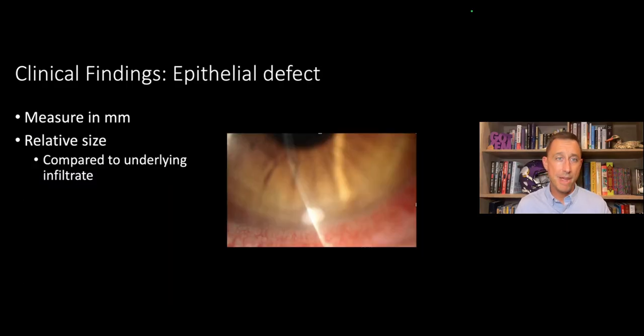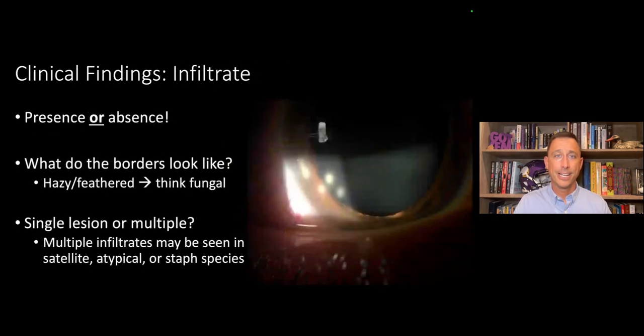The size of it, make sure you measure it. I mentioned earlier, if it's greater than 3 millimeters in size, we should culture that. This one is not. This is very peripheral. This was a staph marginal infiltrate. This was inflammatory in nature, needed to be treated with the steroid. Very small in size, very peripherally located. Think of the 3-2-1 rule. I'm not going to culture a lesion like this.